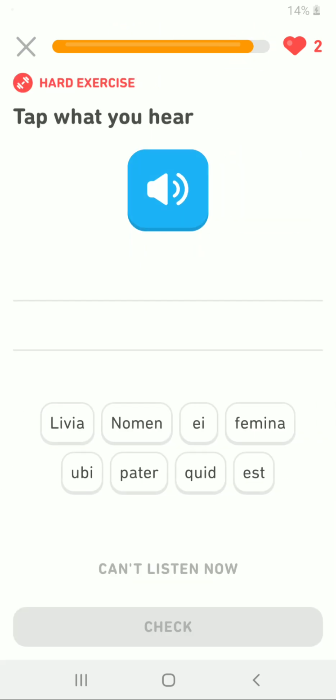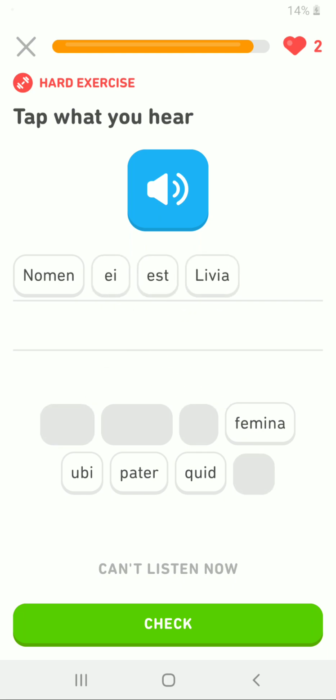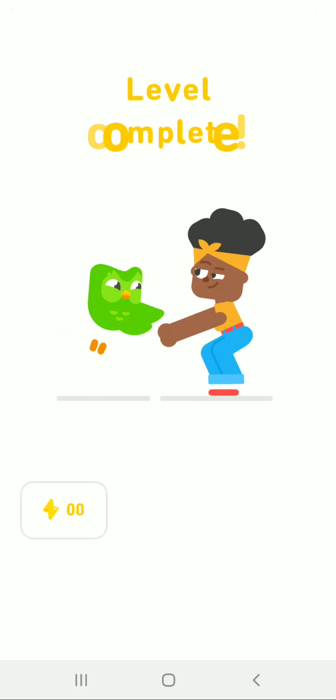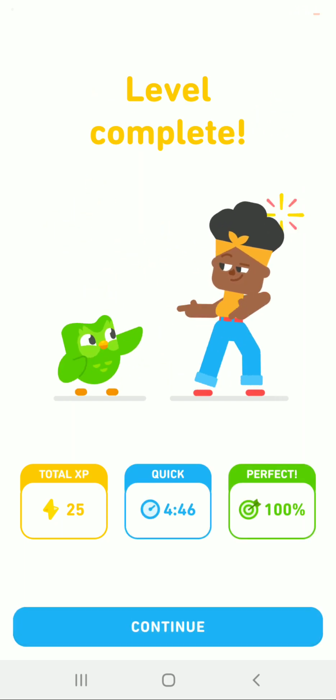Nomen ei est Livia. Perfect. All right, so I got this right, but we see that we are slowly getting used to the pronouns, the verb to be, and so this is good.